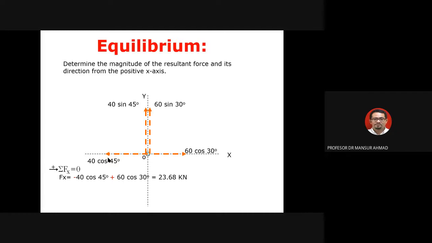Okay, next I'm going to sum force in y direction, which is this one. Again, I cannot see the answer. Okay, both are positive. So positive 40 sine 45 plus 60 sine 30. So you have that answer. Okay, so the answer is 58.28 kilonewton. Okay, any question?